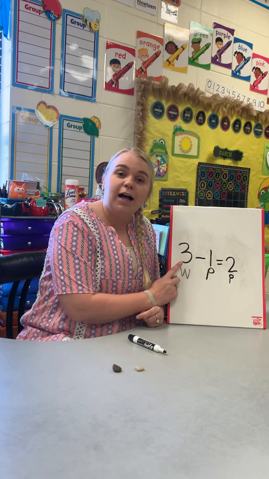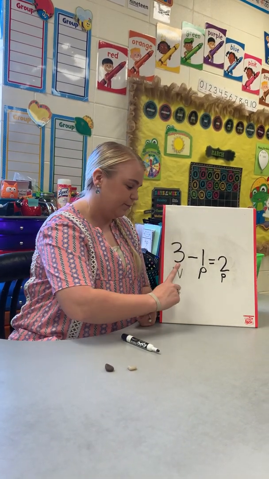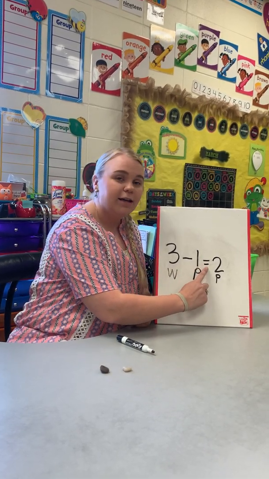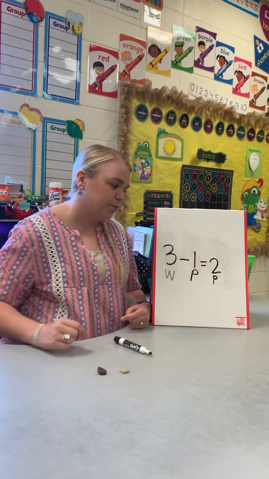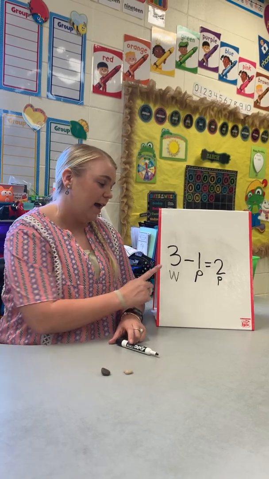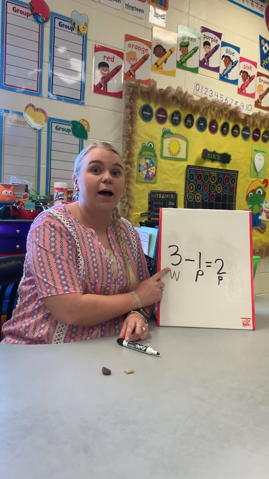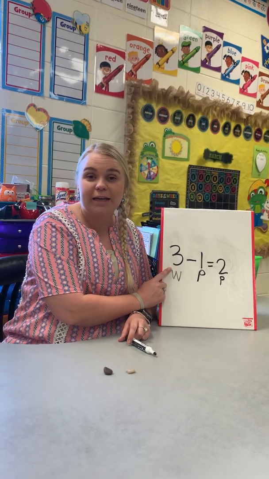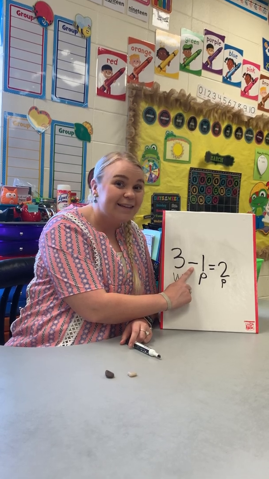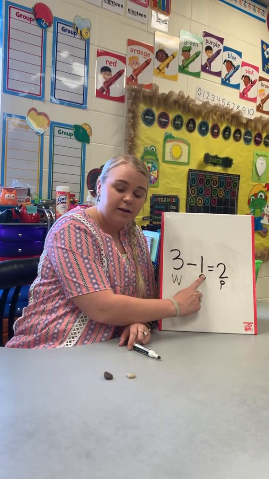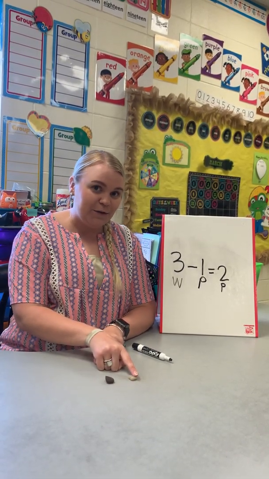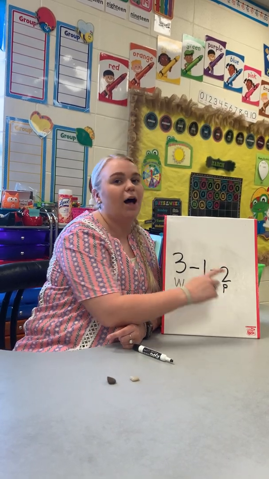Ready? We're going to touch the numbers and read the equation together. 3 minus 1 equals 2. How many rocks did I have to begin with? That's right. I had 3 rocks. That was my whole. That's how many rocks I had to begin with. How many did my brother take away? That's right. He took away 1. And how many rocks do I have left to play with? 1, 2. I have 2 rocks left.